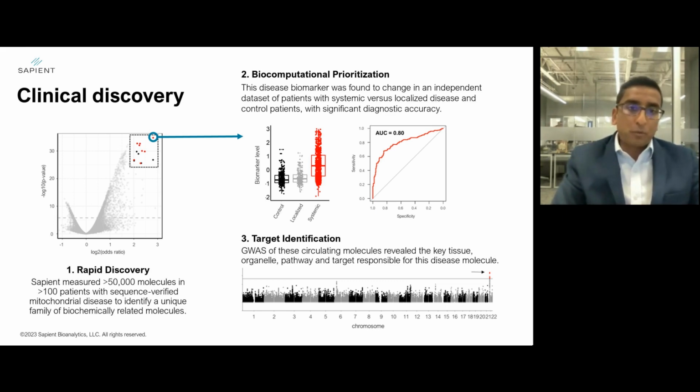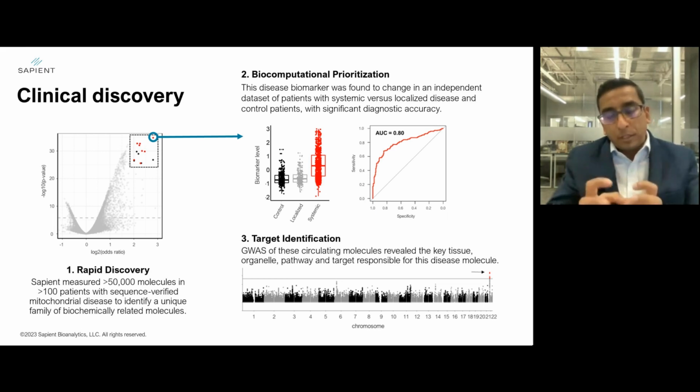Now, when we look at over 100 individuals with sequence-verified mitochondrial disease and ask once again, are there markers that are altered in their blood relative to age, gender, demographic matched counterparts, what we find is the data here on the left. Again, we can capture thousands of circulating small molecule biomarkers across these diverse populations using our underlying RLC technologies. And when we ask, are there specific molecules that are altered in individuals that have mitochondrial disease, what you find here in the inset is that there's a subset of molecules that are altered specifically in individuals with mitochondrial disease.